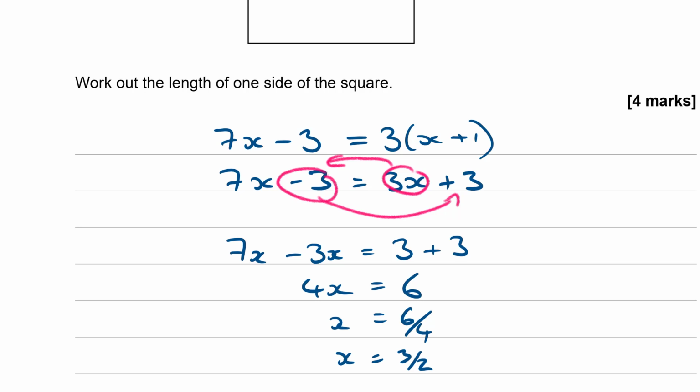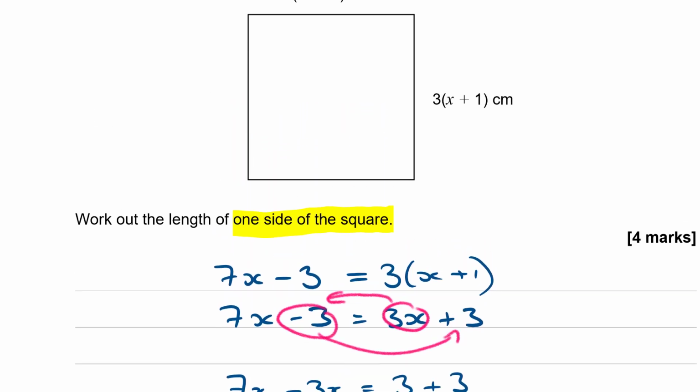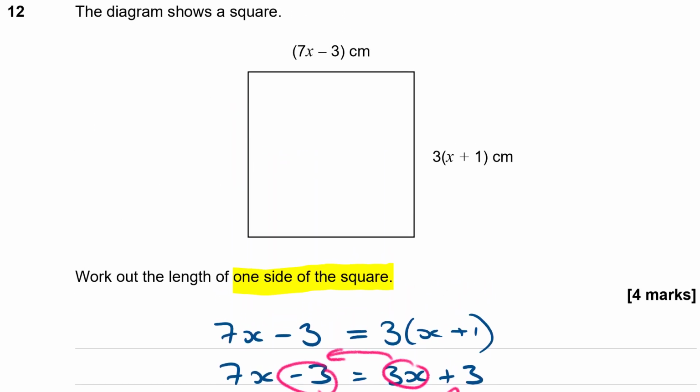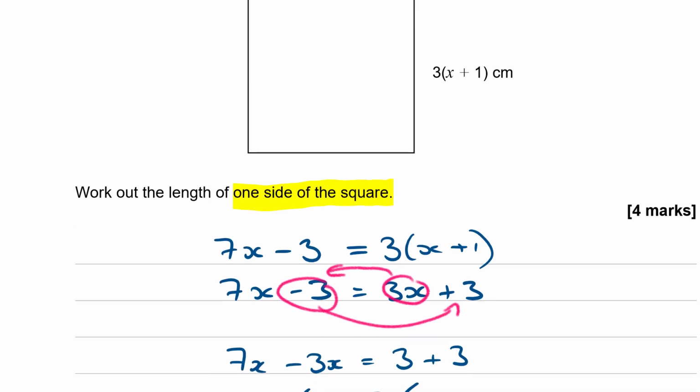Or are we? Just make sure at the end of every question you reread it, because I almost missed this. Work out the length of one side of the square. Sometimes when we find x we think, oh yeah, our job is done, but back to our square, our squares are not of side x. I've got one which is 7x minus 3 and one which is 3 lots of x plus 1. We worked out the value of x, so we haven't worked out the side of the square yet.